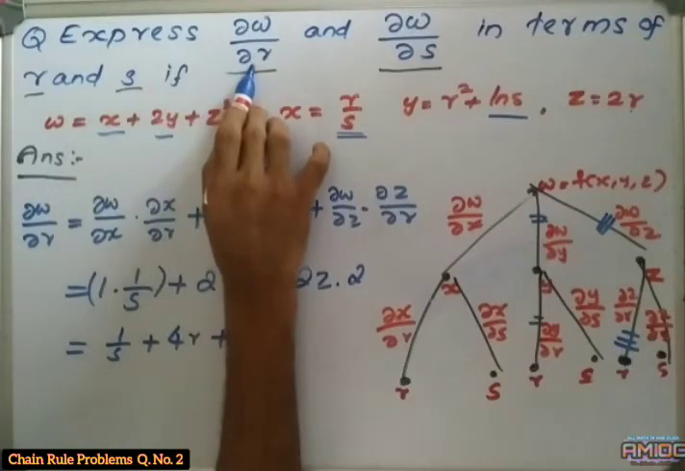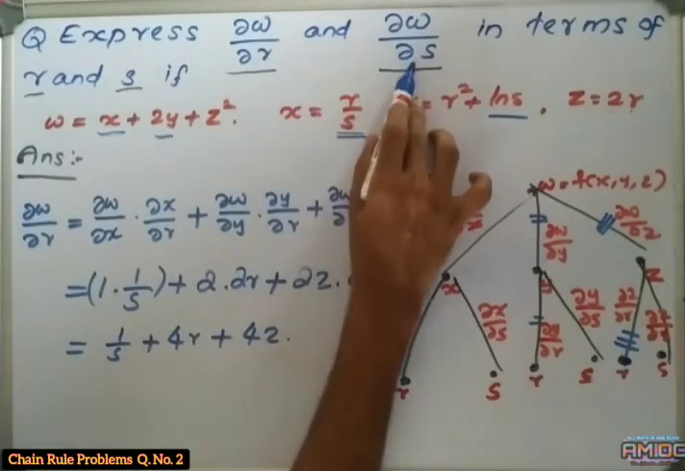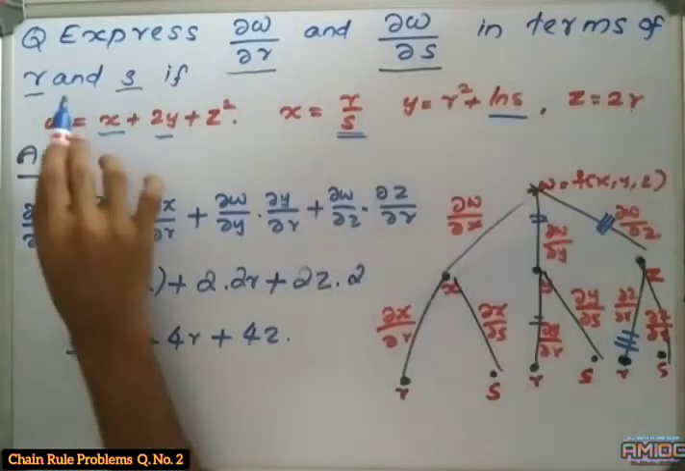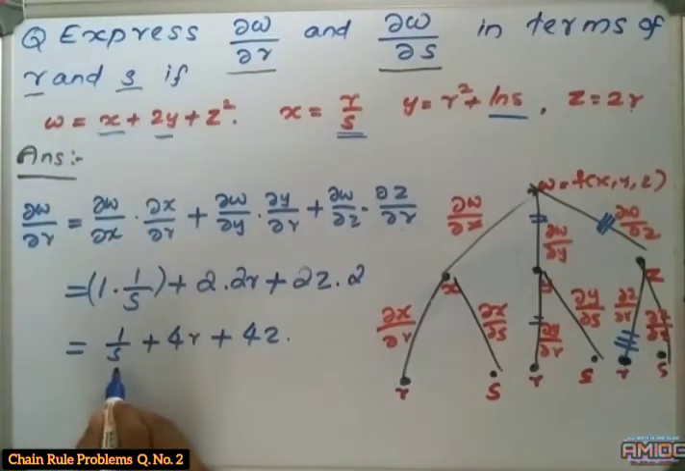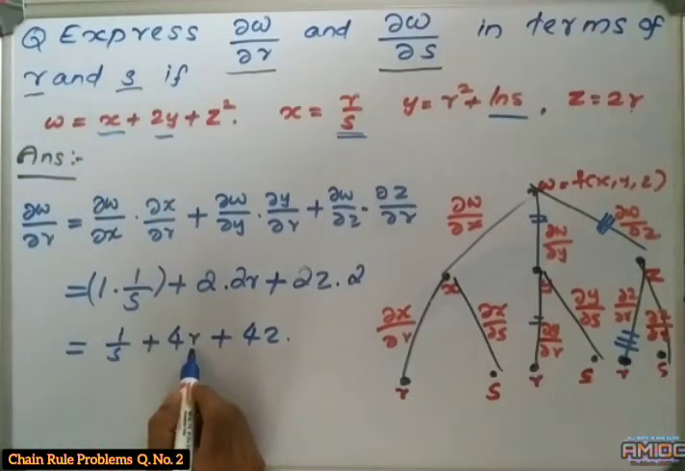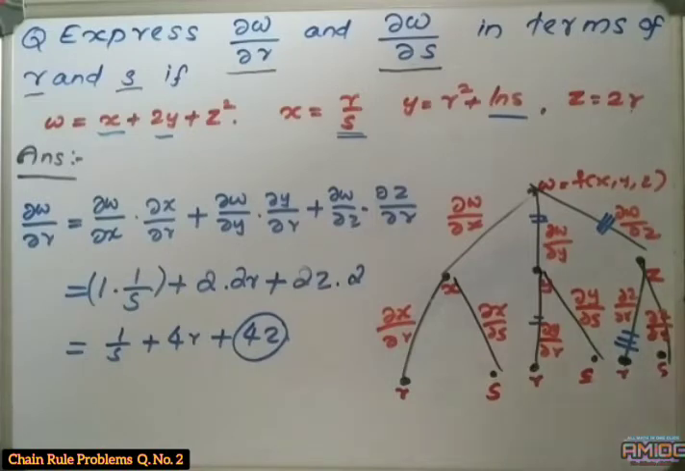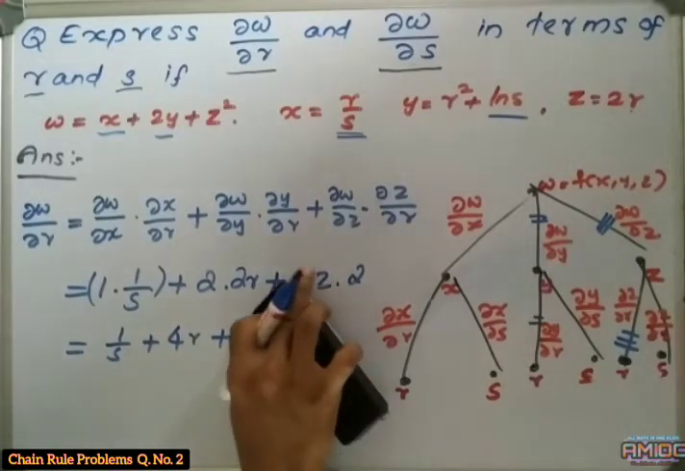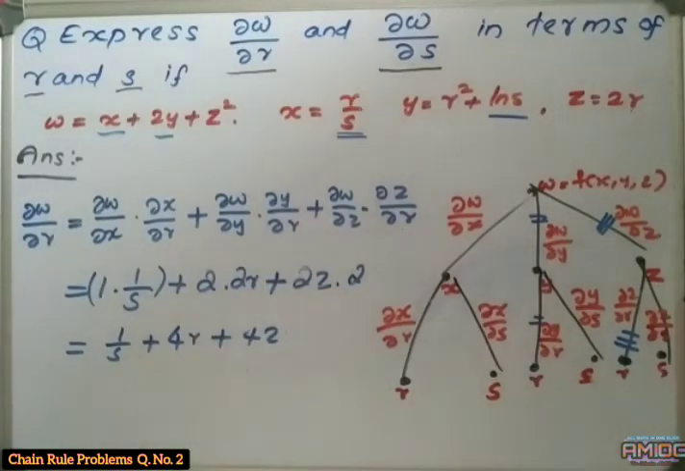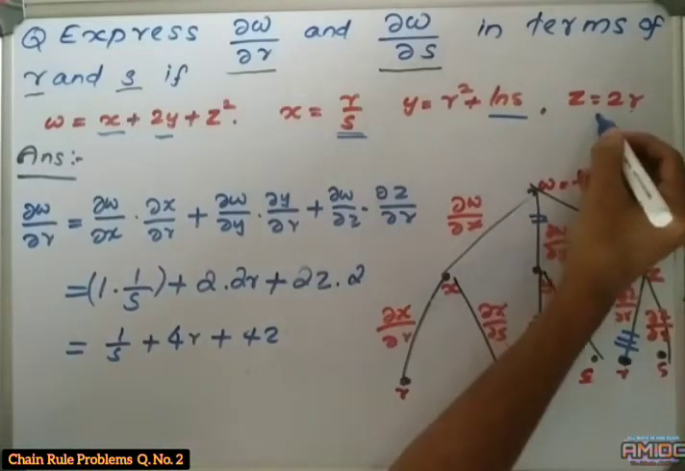Express dou w by dou r and dou w by dou s in terms of r and s. Here the term is s, here also the term is r, but here the term is z. Therefore, we can replace z in terms of r and s. Replace z is equal to 2r.